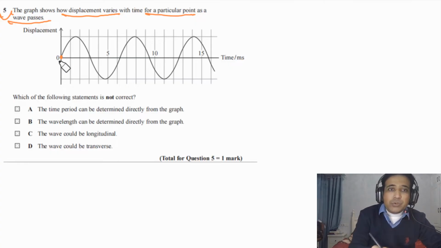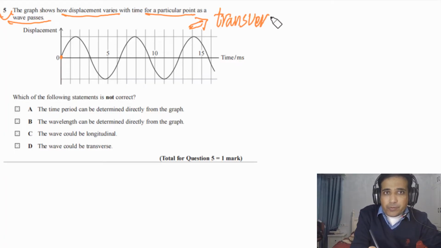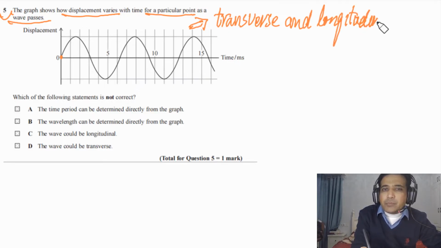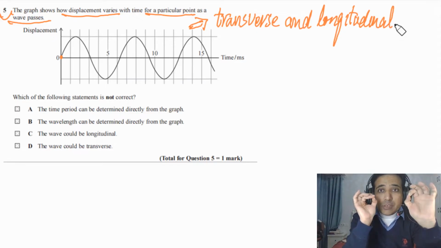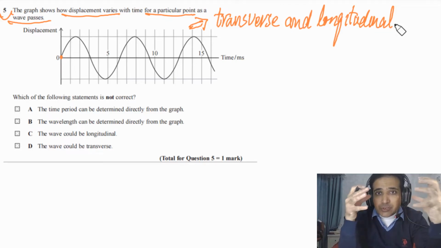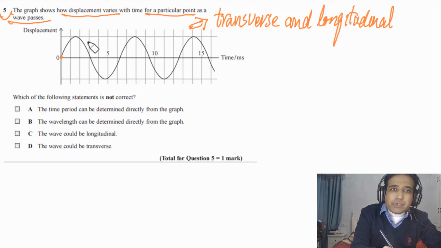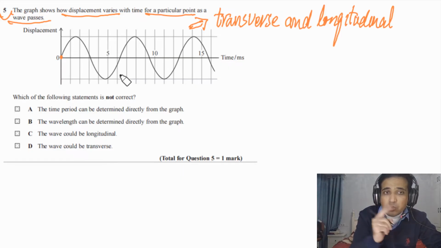So this graph can represent a transverse wave, and it can also represent a longitudinal wave. Understanding is very important. You need to visualize. Each word in the question has a certain meaning in physics, so you need to understand that. So this can represent a transverse wave, and it can also represent a longitudinal wave. Now we need to understand which statement is not correct.